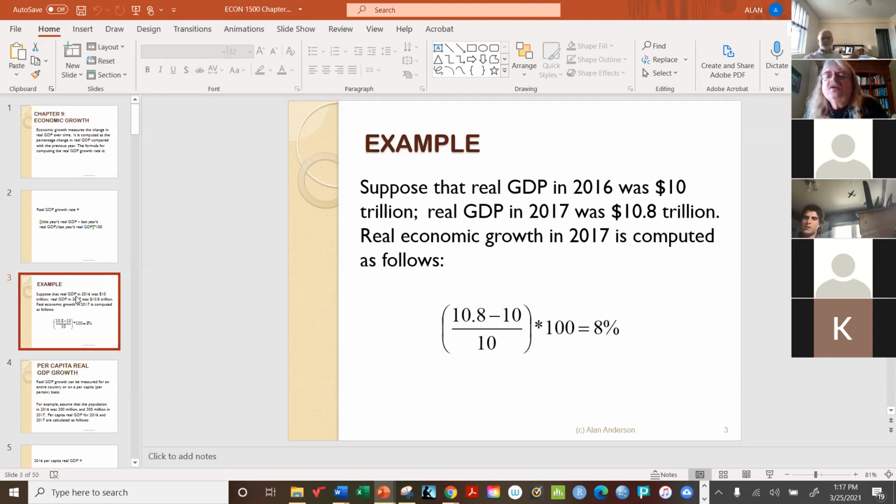And so you can see if real GDP went from 10 trillion to 10.8 trillion, the growth rate would have been 8%. Okay, which is very high. I mean, you're not going to see that very often. But that's a completely made up example, by the way. But like you said, what about per capita?